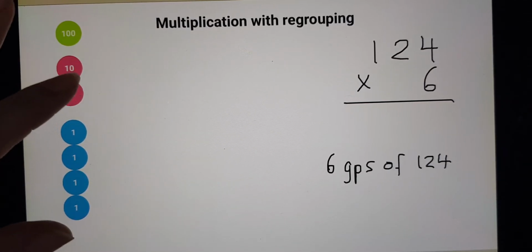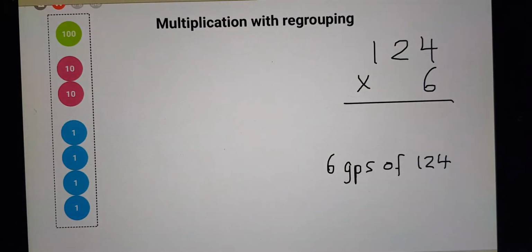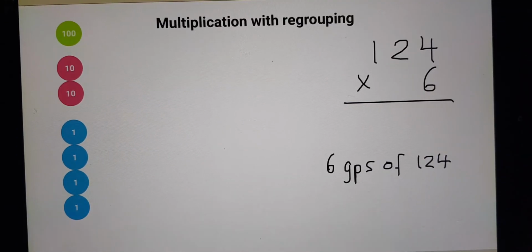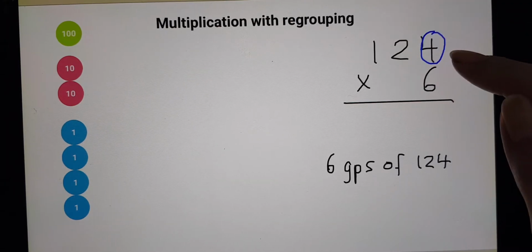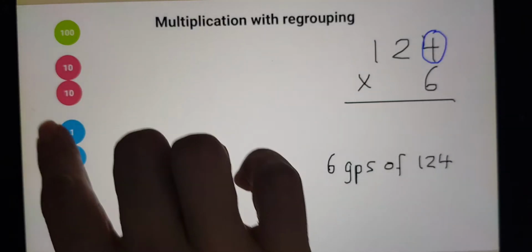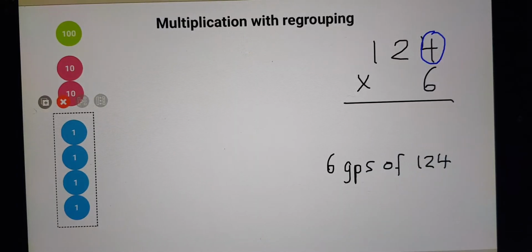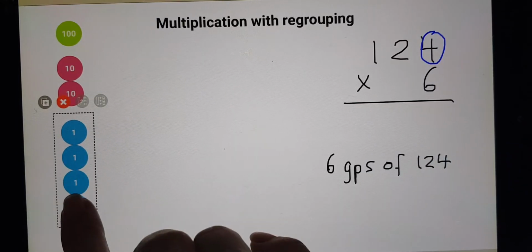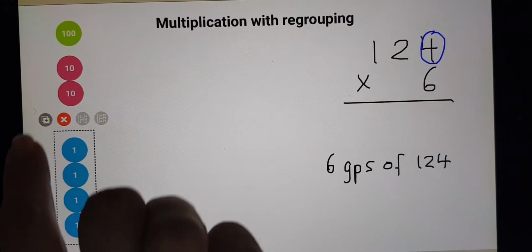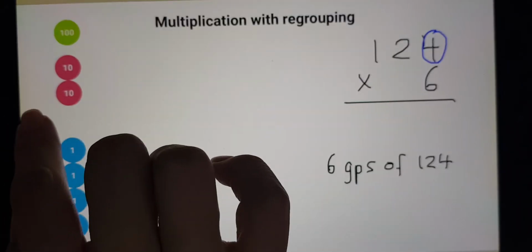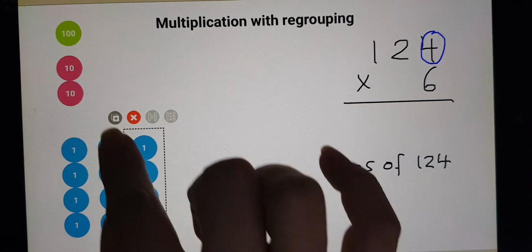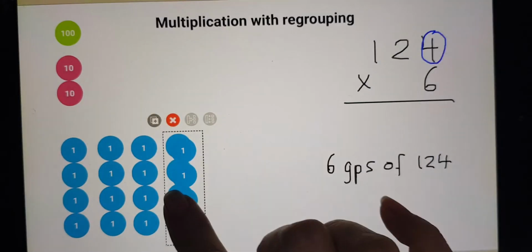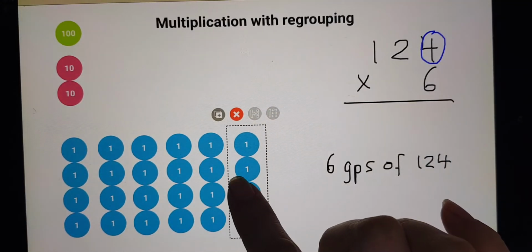Now I need 6 groups of this, but I'm going to do it part by part. First, I'm going to do the ones. Now I have 4 ones, which you can see here, and I need 6 groups of these. So I'm going to create 6 groups. 1 group here, and 2 groups, 3 groups, 4 groups, 5 groups, 6 groups.